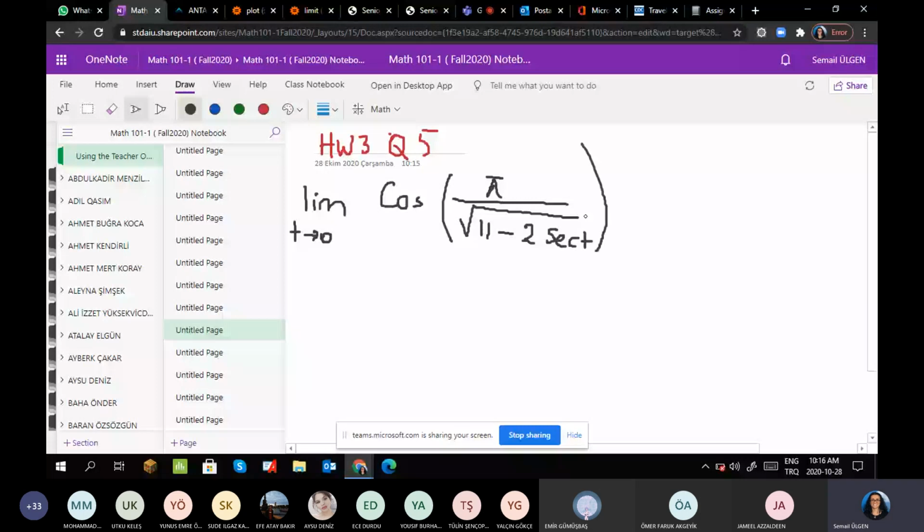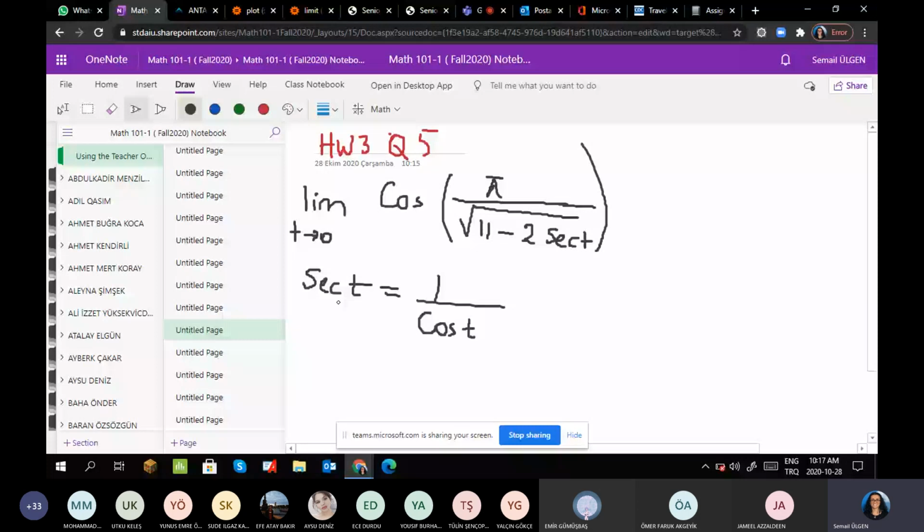Okay, so first of all, this secant t, what is secant t? Can anyone tell me? Secant t is 1 over cosine t. As t approaches 0, this is 1. If this is 1, 1 times 2 is 2, 11 minus 2 is 9, square root of 9 is 3. Cosine of pi over 3 we have to find: cosine 60, which is sine 30, which is 1 over 2. So we got the answer.